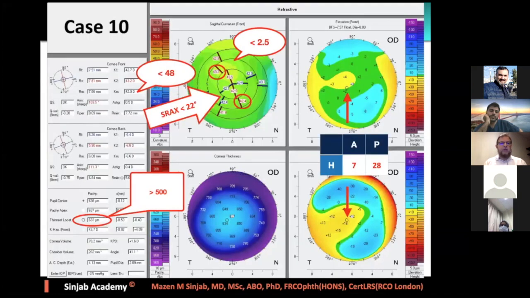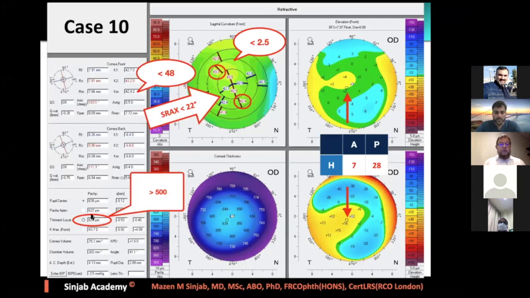Now we come to case number 10. This case is very normal. The KM is less than 48. There is no asymmetry. The skewed radial axis is less than 22 degrees. The elevation maps are beautiful. Let's say the patient has hypermetropia, and the anterior should be less than 7. It is obviously +2, and the posterior is almost +16, which is less than 22.